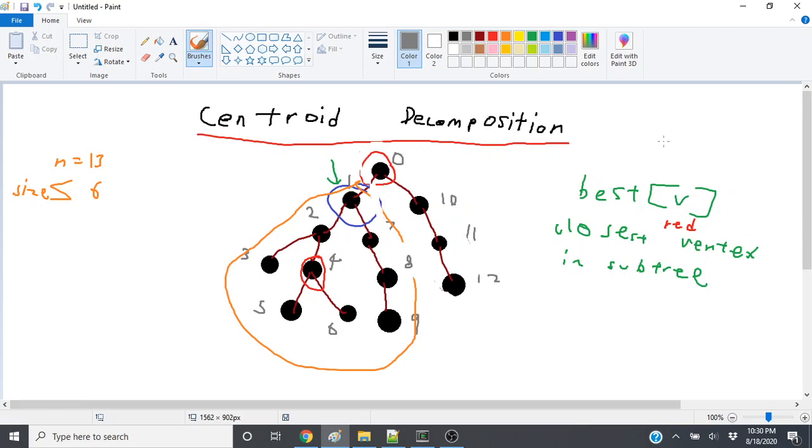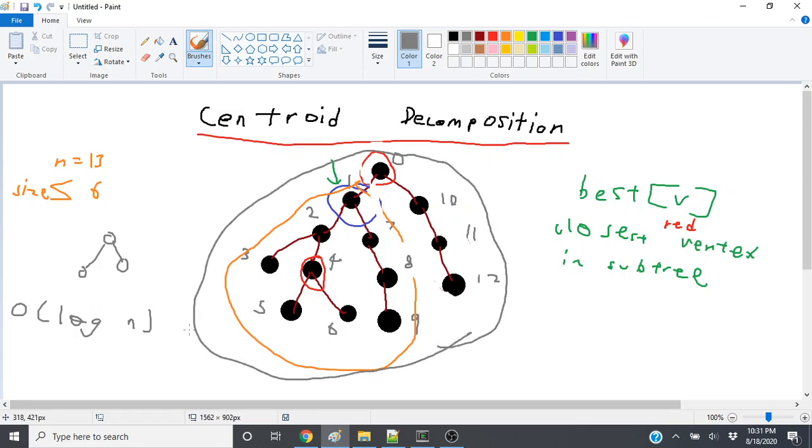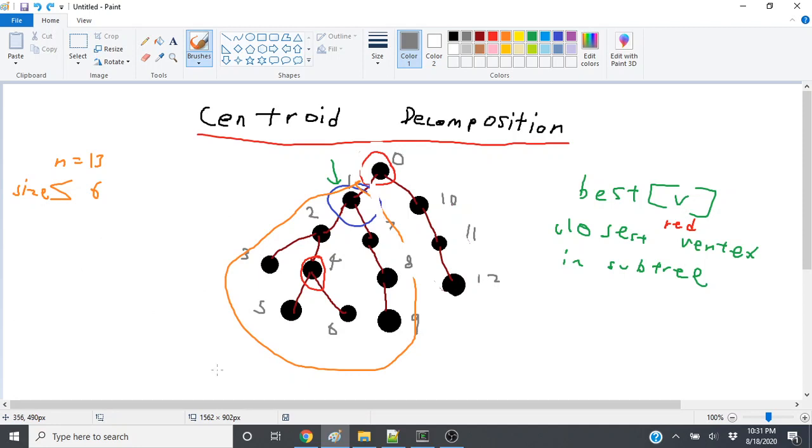So therefore, a centroid always exists. And essentially, by doing the algorithm we just did, we're going to find it. Now, why is the centroid useful? What we're going to do is make a new tree out of this tree. The useful thing about this new tree is that its depth is going to be at most O of log n. So we're going to make a new tree out of this tree, such that it still represents this tree, and its depth is O of log n. How do we do this?